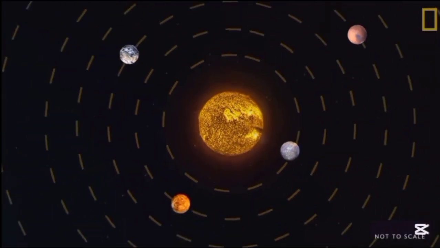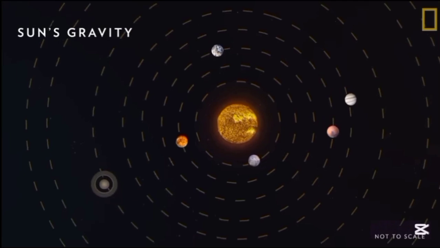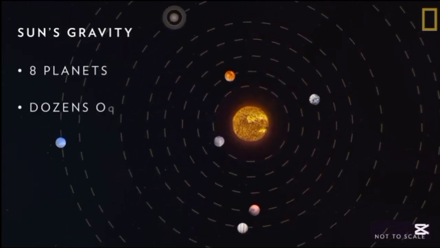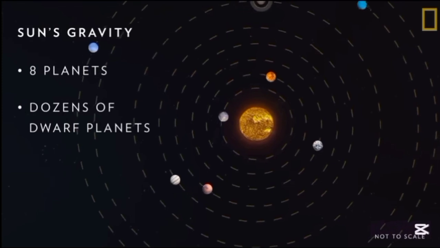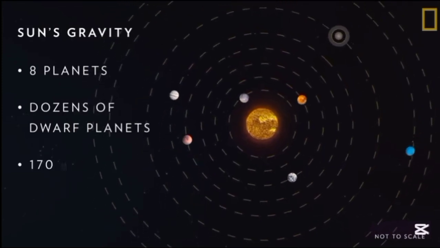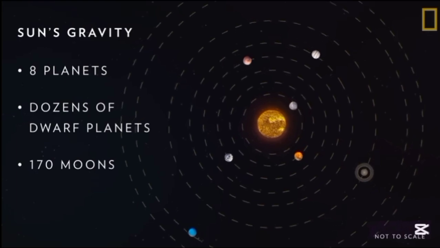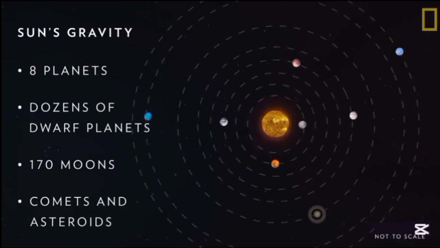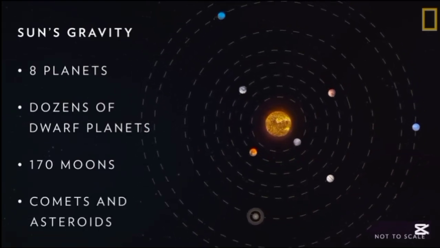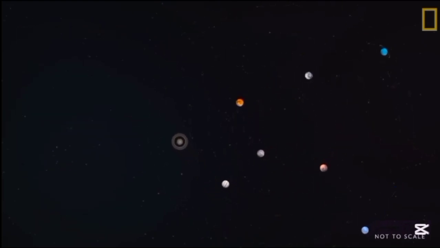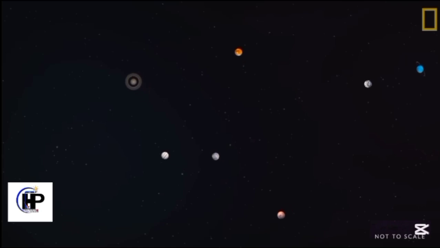Let us now have an earlier view of what we are talking about. The sun's gravitation makes the 8 planets, dozens of dwarf planets, 170 moons, and more so the comets and the asteroids to be in place. And in case we lose the sun, just like you're seeing how it is breaking, everything will go its own way.